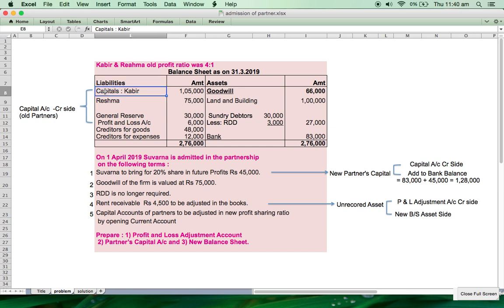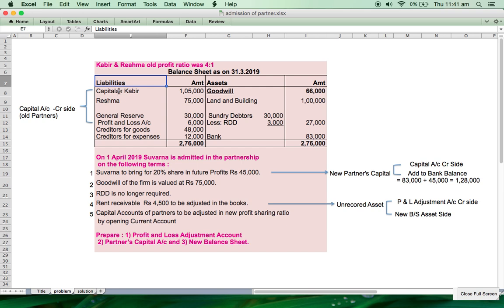Liability side you will find capital balances, general reserve, P&L account. This is accumulated profit. Then there are creditors for goods and creditors for expenses. Asset side you will find goodwill, land and building, debtors less RDD and bank balance. Now one thing we need to notice is in the old balance sheet goodwill is already given. So while giving effect to the goodwill adjustment we need to keep this in mind.